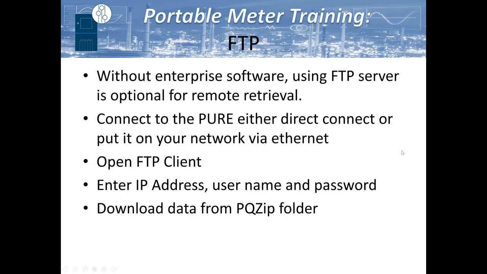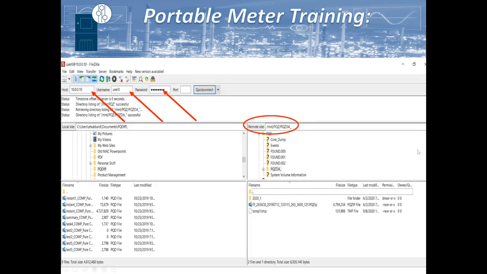This is an example of FileZilla, which is an FTP client. As you can see in the upper left-hand corner where the arrows are pointing, you've got your IP address, the username, and the password. Then you hit Quick Connect, and it opens up your file service.